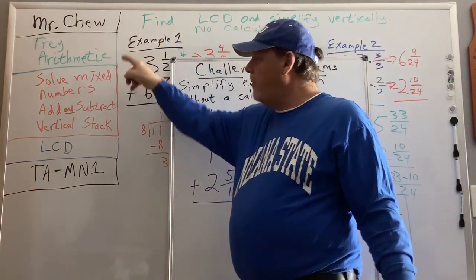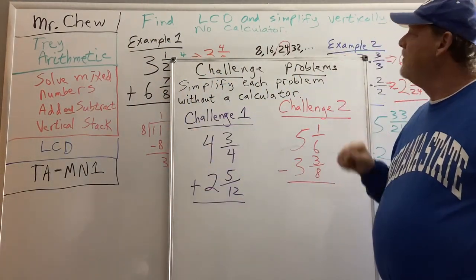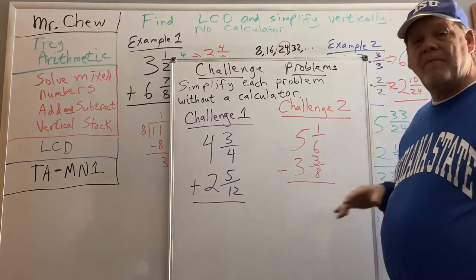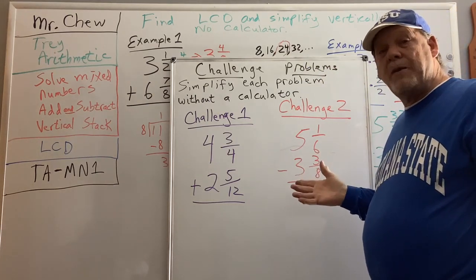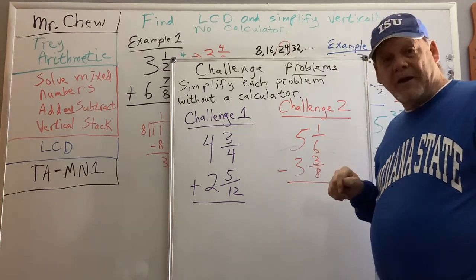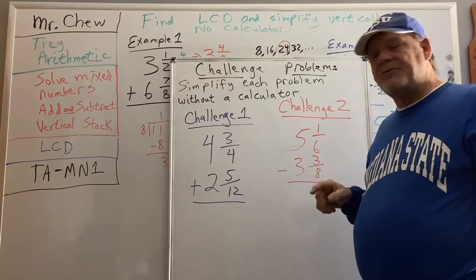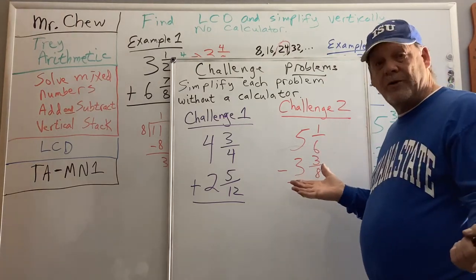I am Mr. Chu. This is Tray Arithmetic. We added in the least common denominator, and stack them up vertically. It's just an option that you can use, and for some people it's a lot easier. I had 2 students that commented on my earlier video saying, why don't you just stack them up and leave them as mixed numbers? So now we're doing it.